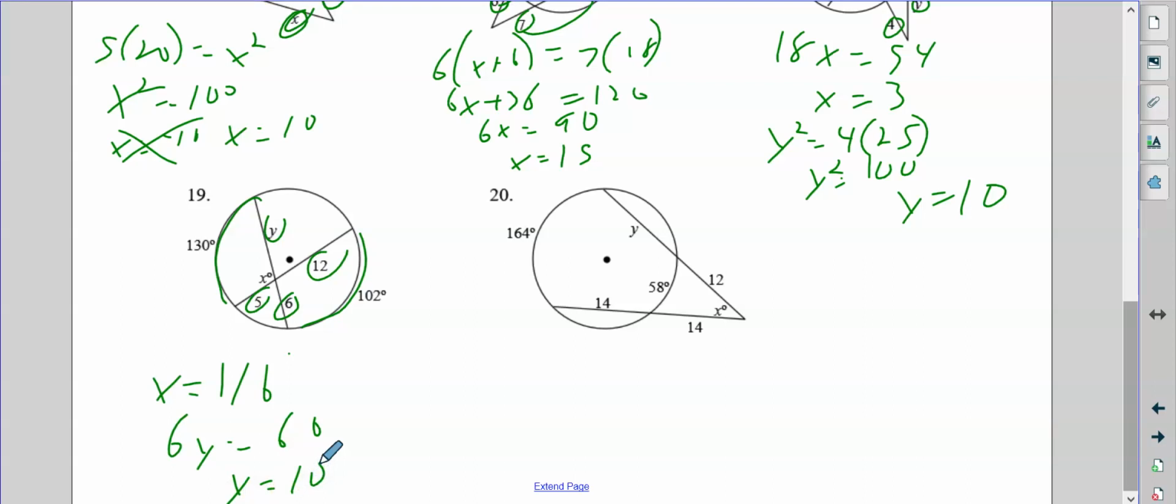All right, again, two parts. So we have this one minus this one divided by 2. So 164 minus 58 is 106. Divided by 2 is 53.